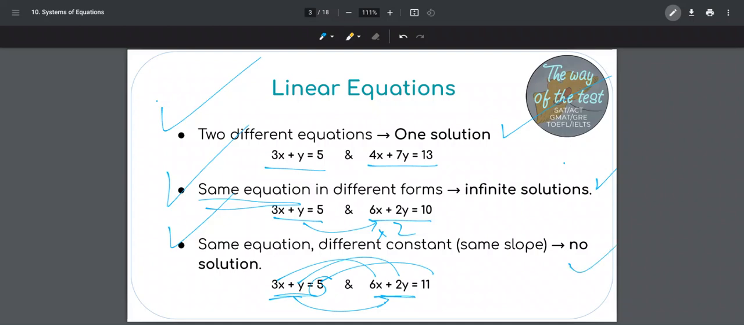When I have a system of two linear equations, I only have three possibilities: either one solution, infinite solutions, or no solutions. A system of linear equations cannot have two solutions, three solutions, four solutions. If you ever see a question like that, you know the answer can only be one, zero, or infinite. Pause the video, copy everything you see, everything.